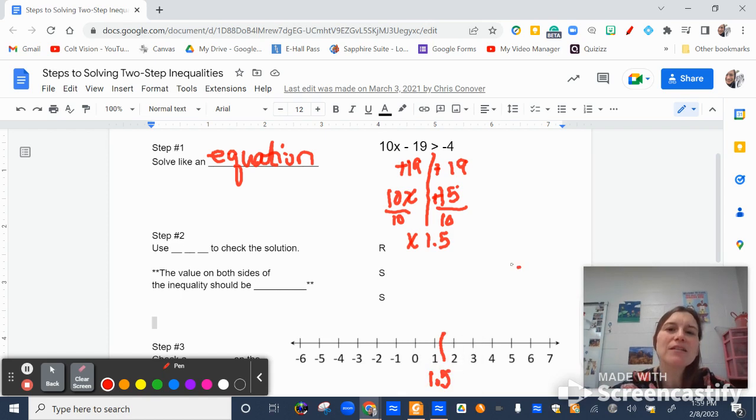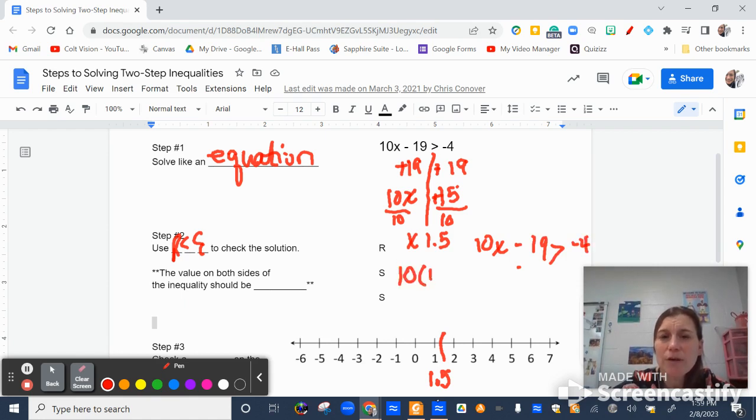Anyway, that's what I think the solution is, but I want to make sure I solved it correctly. So I'm going to use RSS. The only trick about RSS is, and I'm sorry I took up too much space here, I'm going to rewrite my inequality. And the thing is, it's not really an equation, it's an inequality.